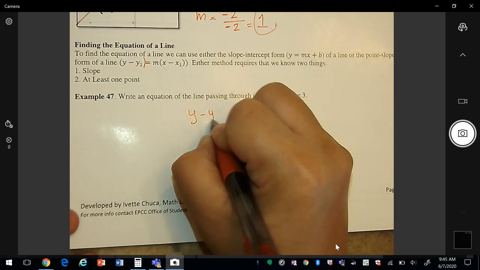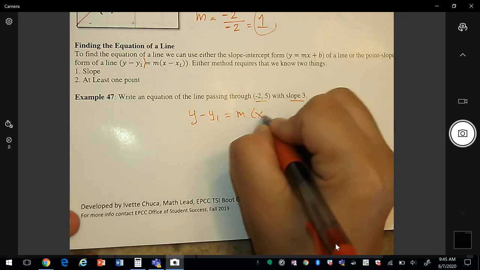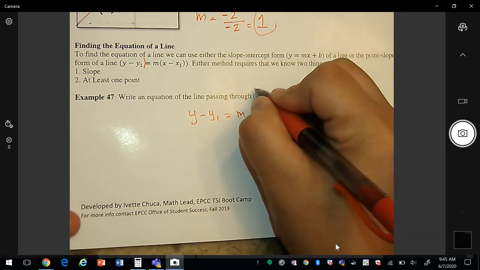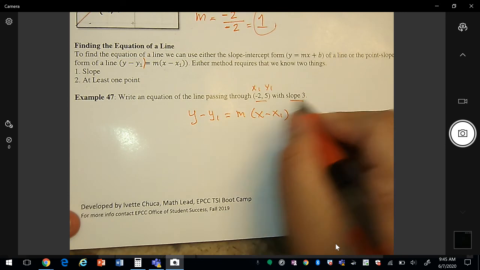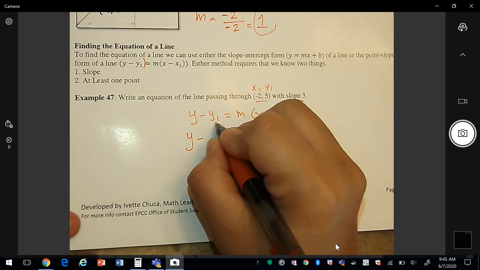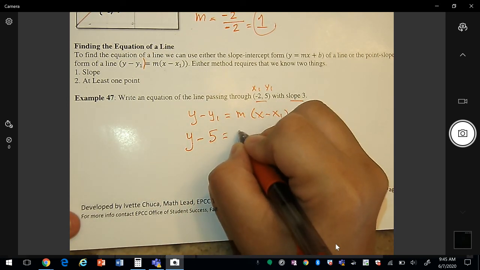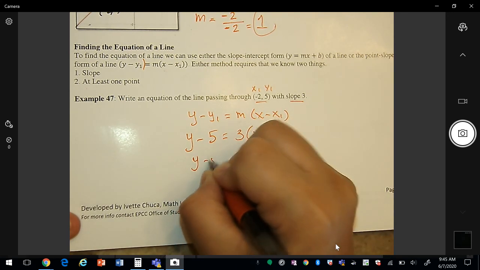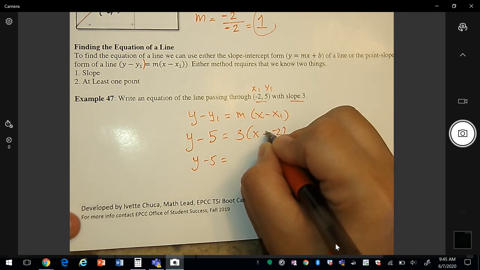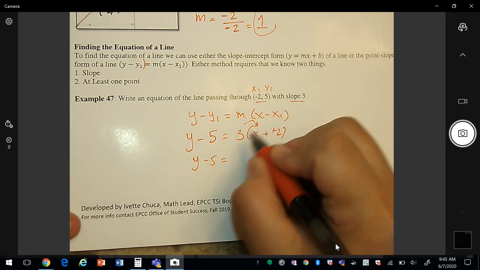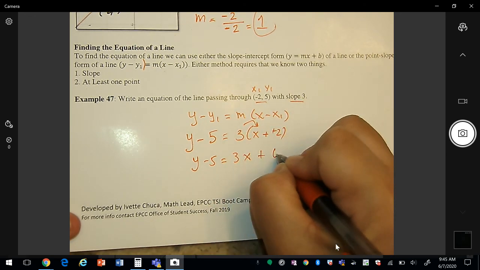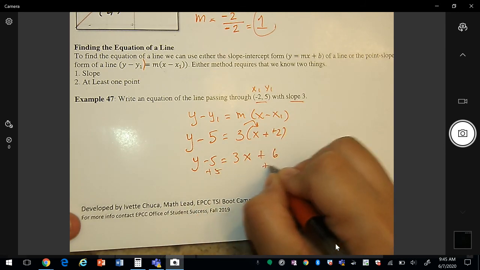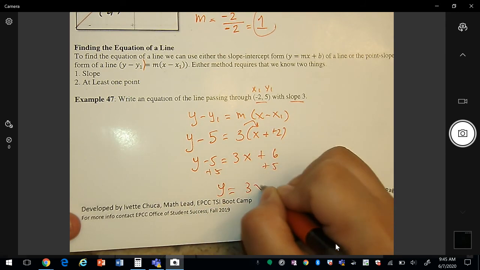So if I use this equation, we can call this x1, y1. So if we substitute that, y1 is 5, m is 3, and x1 is negative 2. Negative, negative is positive. Let's distribute the 3, then add the 5. So y is 3x plus 11.